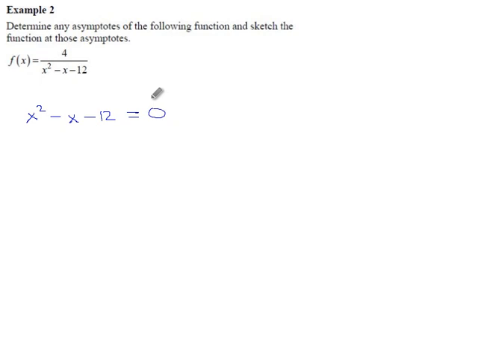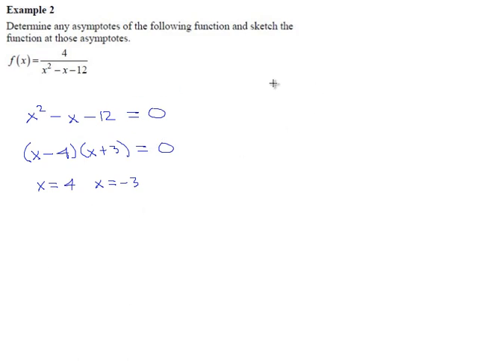If you like pain, you could use the quadratic formula, but the first thing we normally try is to factor it, and I believe this is factorable. This should turn into (x minus 4)(x plus 3), if I'm not mistaken, equals 0. And so that means it equals 0 if x is 4, or if x is negative 3.